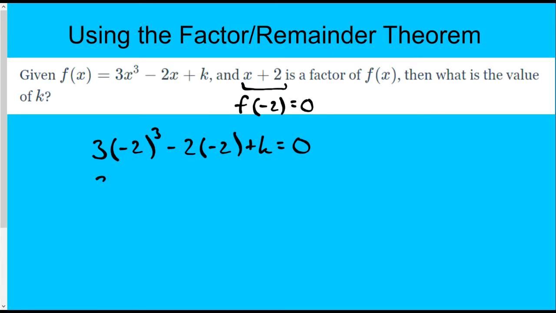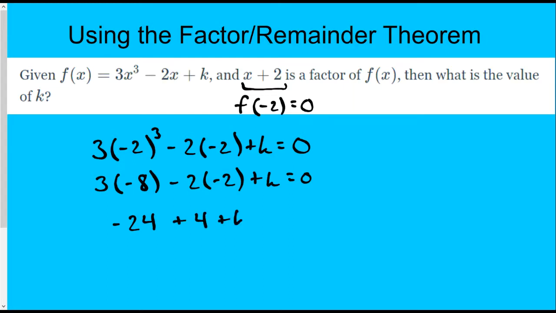-2 cubed is -8. So this is 3 times -8. This becomes minus still 2 times -2, and we'll simplify it all in the next step. And then plus k equals 0. Positive 3 times -8 is -24. -2 times positive 2 is a positive 4. And then plus k equals 0. So getting k all by itself, we're going to end up with -20, combining those like terms, plus k equals 0. Then we'll get k equals 20. Okay, so if k is 20, then f of -2 will still equal 0.